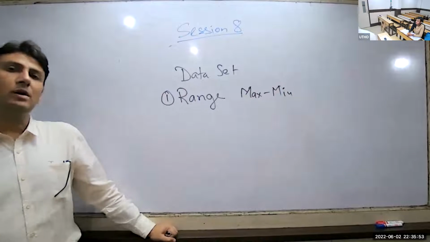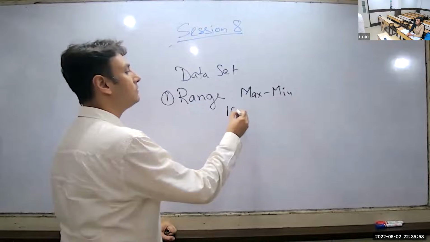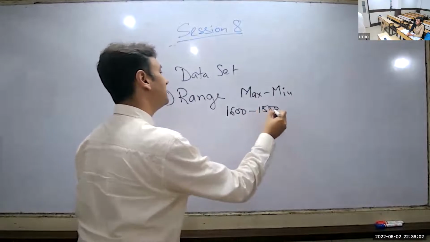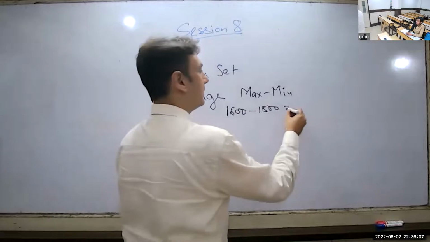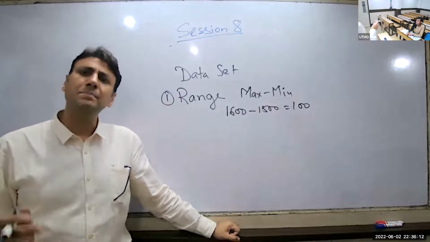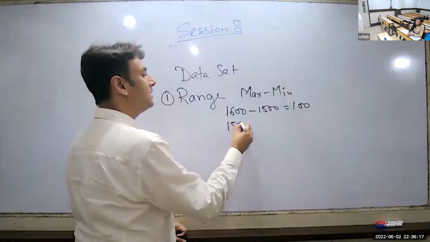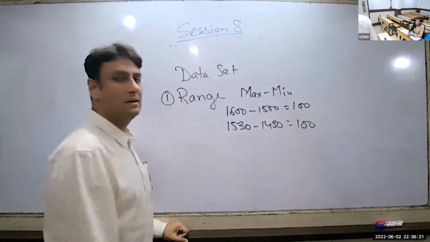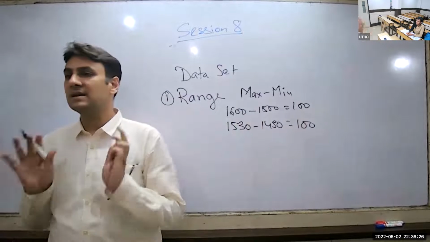Let's say we talk about Stanford, and Stanford says that we admit students from 1600 SAT points to, let's say, 1500 SAT points. The range of Stanford would be 100. But let's say there's another institute, Purdue University. Purdue says that we admit students from 1530 to 1430. Its range is also 100. Both data sets have the same range. Max minus min is range. Understood?